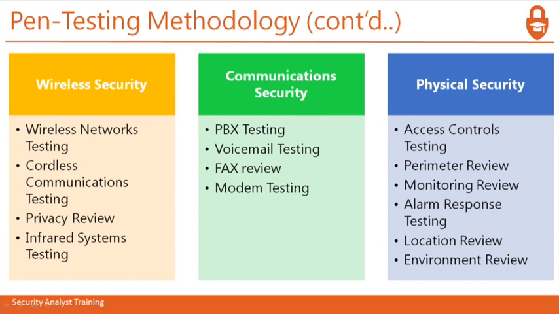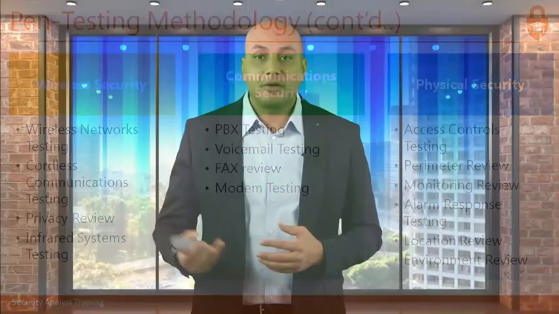Lastly, of course, physical security needs to be also conducted. The security of an organization against physical attacks may be ensured by implementing access control testing, or monitoring review of the alarm system and responses to it, or even an environmental review. So what exactly is your physical environment, and also doing the perimeter review, like around your organization itself.